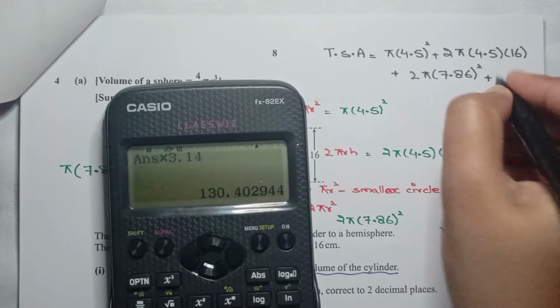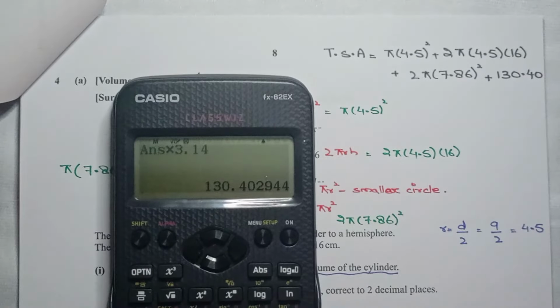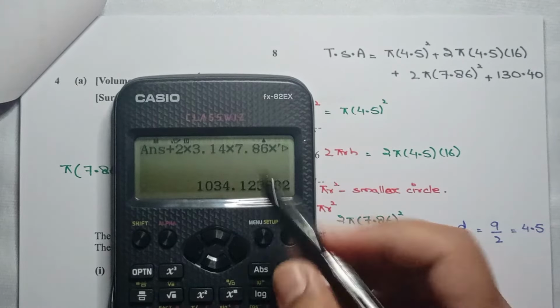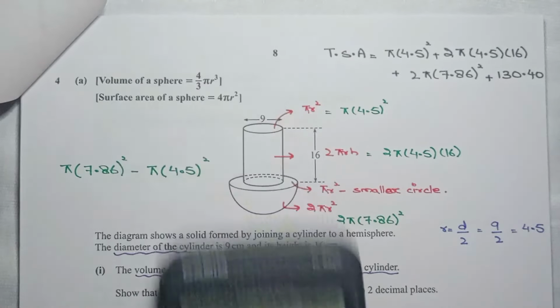So let me write it down over here. It would be 130.40, right? Okay, so let me add the rest of the quantities. So we have plus 2 times 3.14 times 7.86 times 7.86 and then plus 2 times 3.14 times 4.5 times 16 and then plus 3.14 times 4.5 times 4.5. So the total surface area we got is 1034.12.